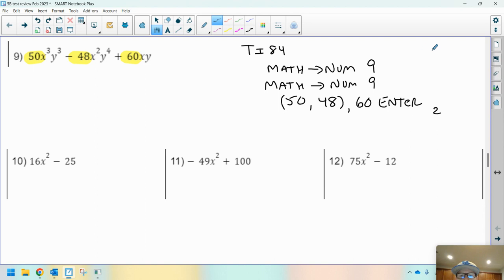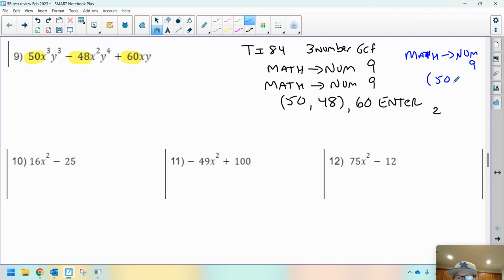This is a 3 number GCF, so you have to do it this way. If you were just looking for 2 numbers, you would just do math, number 9. You would hit math, that's a button that says math. You go across to number, NUM, you press the number 9, and if it was just 2 numbers, there's a parentheses that's there already.